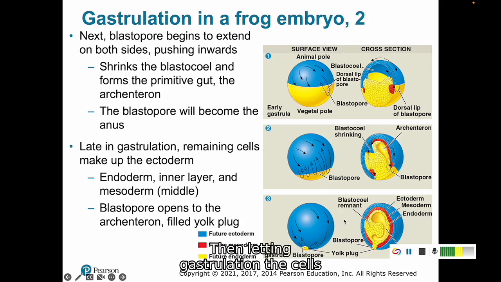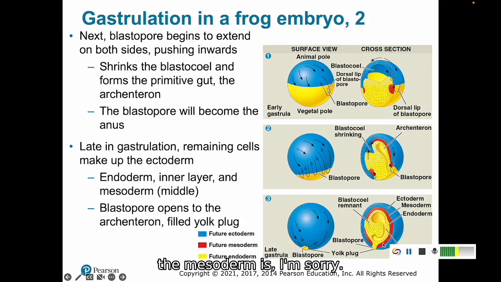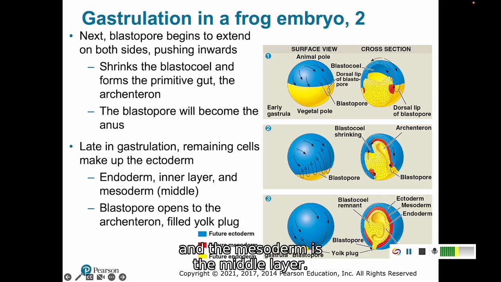Then late in gastrulation, the cells that are remaining outside will be the ectoderm. The endoderm is the inner layer, and the mesoderm is the middle layer. And then the blastopore opens to the archenteron, and the blastopore will fill with a yolk plug, which are yolk cells.